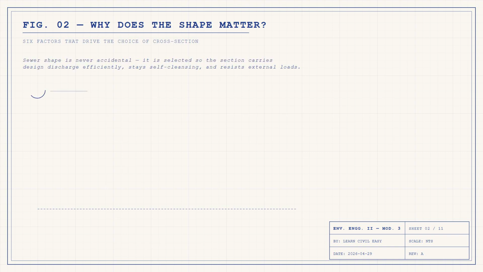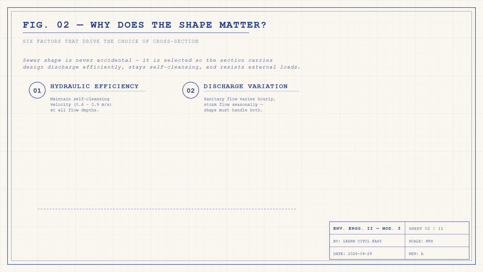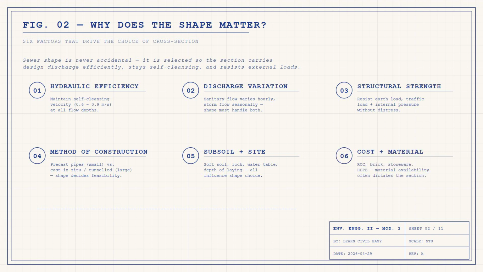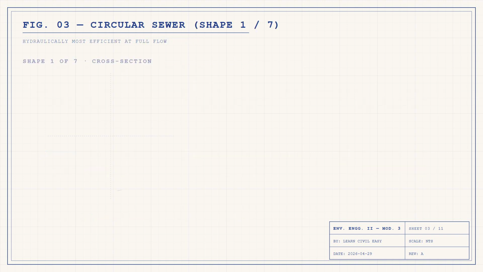The shape of a sewer is never accidental. It is chosen so that the sewer carries its designed discharge efficiently, stays self-cleansing at low flow, and resists external loads safely. Six factors guide the choice: hydraulic efficiency, the variation in discharge, structural strength, the method of construction, the subsoil and site conditions, and finally cost and material. Each shape we study makes a different trade off among these six.